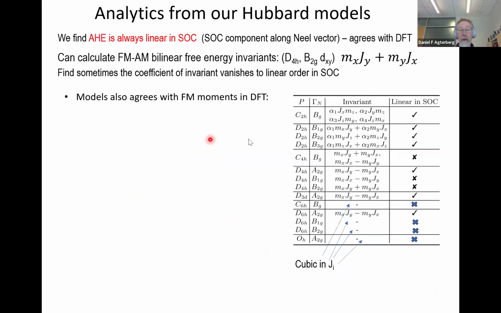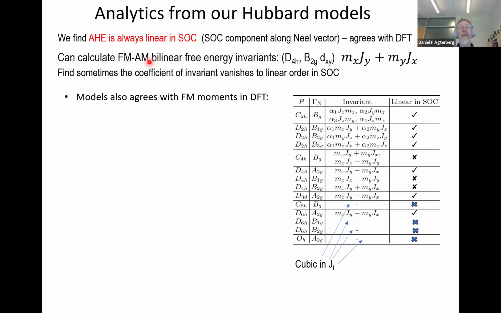All right, so that's what we did. And the first result we can get right away, which agrees with all the DFT calculations, is that the anomalous Hall effect is always linear in the spin orbit coupling. And so it's always, in that sense, a large effect. And then we turn to calculating the size of the ferromagnetic spin moments that come out.